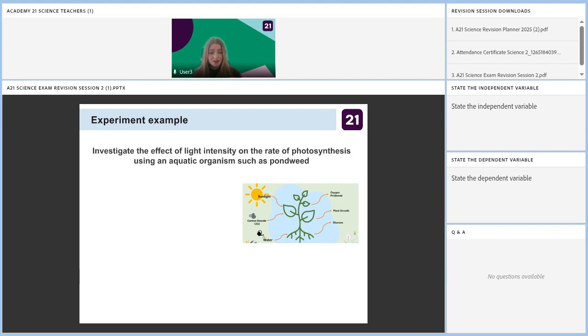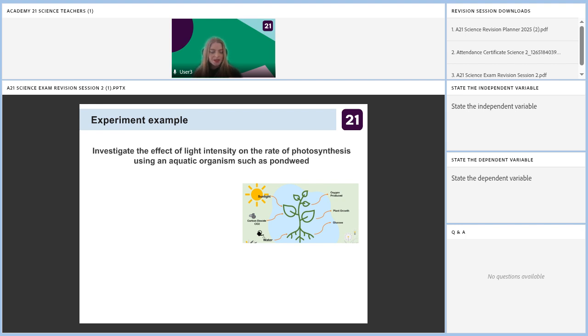What is the independent variable, so the one we're choosing to change, and what is the dependent variable, so the thing that we are measuring? So feel free to have a think about it. Let me know if you have any ideas, and then we'll go through it in just a moment.